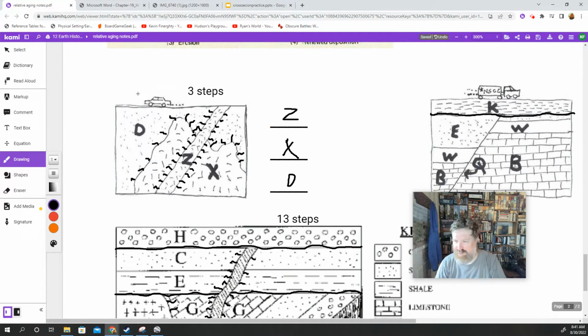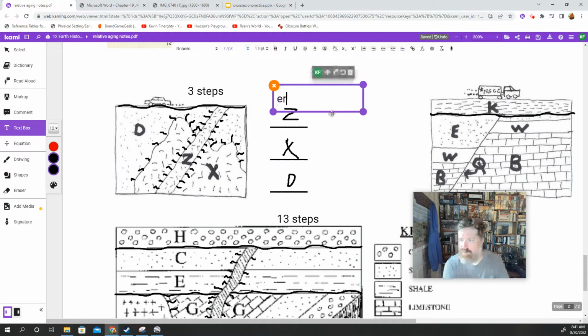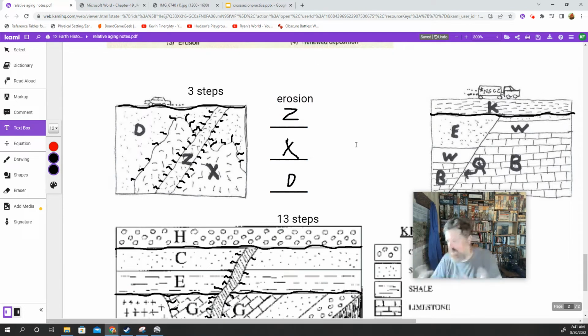You can always make an argument that, hey, this is on Earth's surface because I see a car, so maybe there should be erosion at the top as well, if you wanted to say erosion there. And, that's good. Really, most of Earth's surface is eroding at any given time on long-term scales.